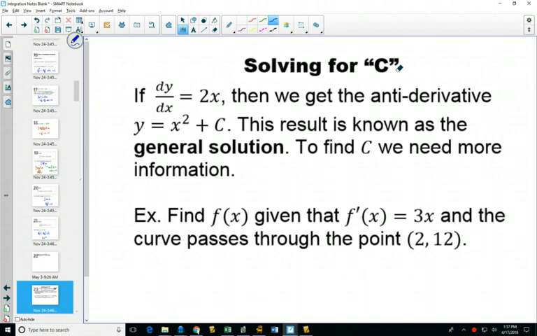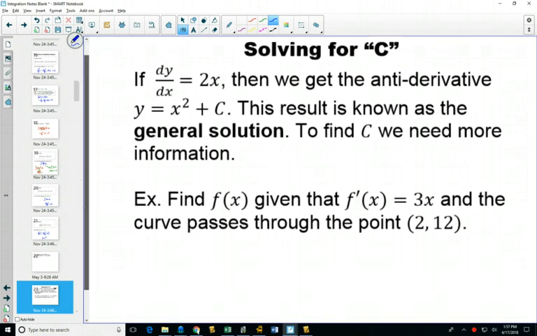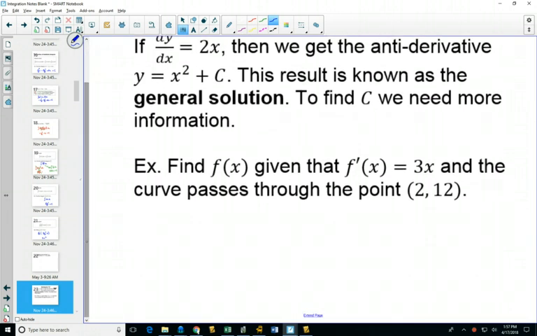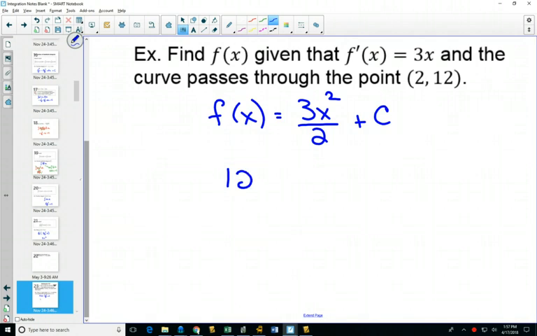So here we have f prime of x equals 3x, and you know that the original curve passes through (2, 12). So first of all, we can integrate and say add 1 to the exponent and divide, plus c, where c is any real number. But now the fact that we know that it passes through the point (2, 12) means that when x is 2, y is 12, we can plug that in.